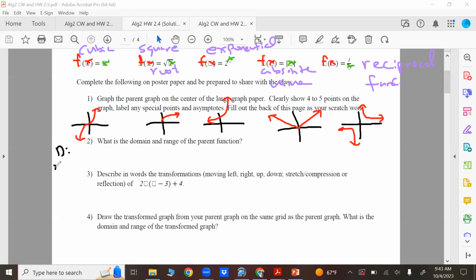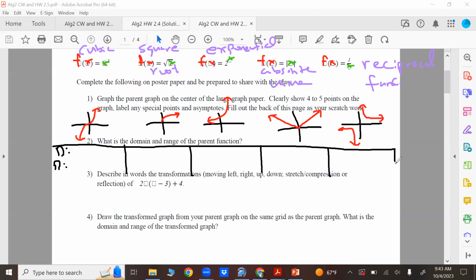D and R. And I'm going to make it like a table just so it's easy to write all this out.